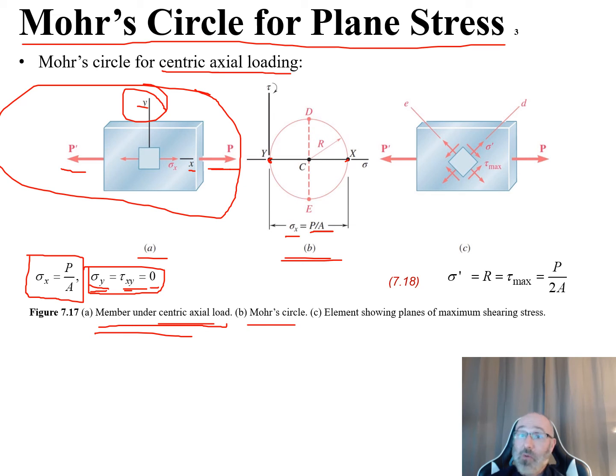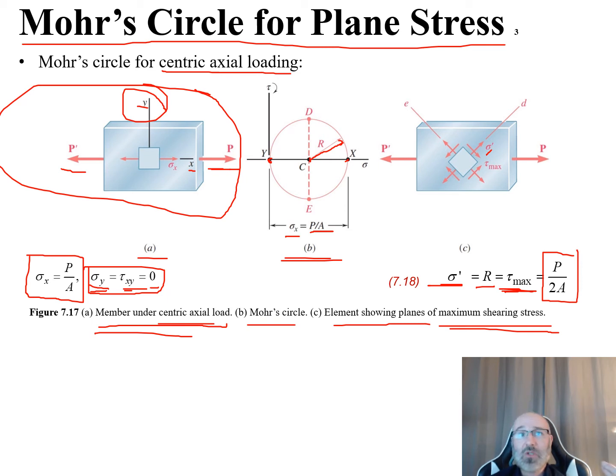Now in part C, what we have in this diagram is an element showing our planes of maximum shearing stress, where we have this relationship that our sigma prime, as we go to this new axis that in this case is at 45 degrees, is equal to R. This is our radius R on our circle, which is going to be half of our diameter. So this is equal to our tau max, our maximum shearing stress, which we can see is related to P over 2A.